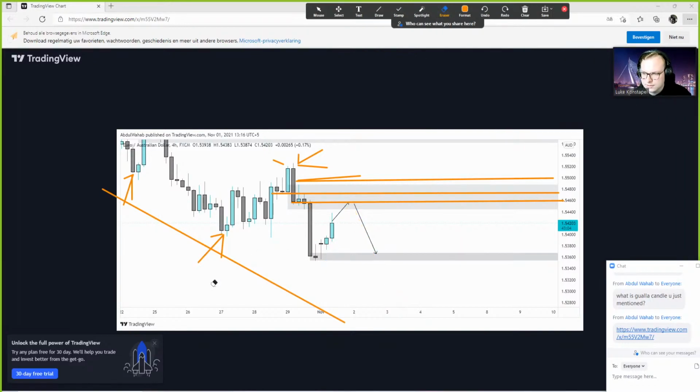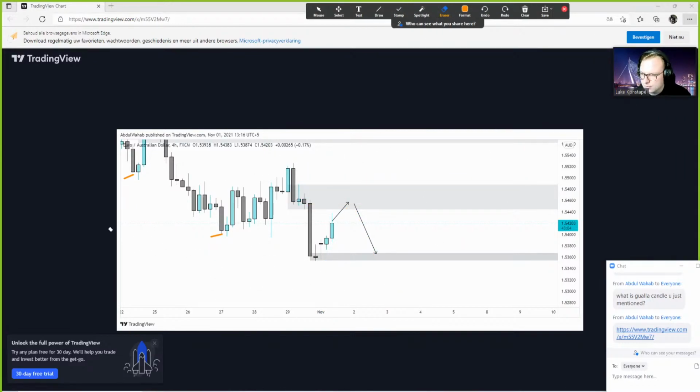But very nice chart. Next time, add a little bit more information, so you can see exactly what you're going to be looking for when price starts coming up towards the area where you want to be selling at.